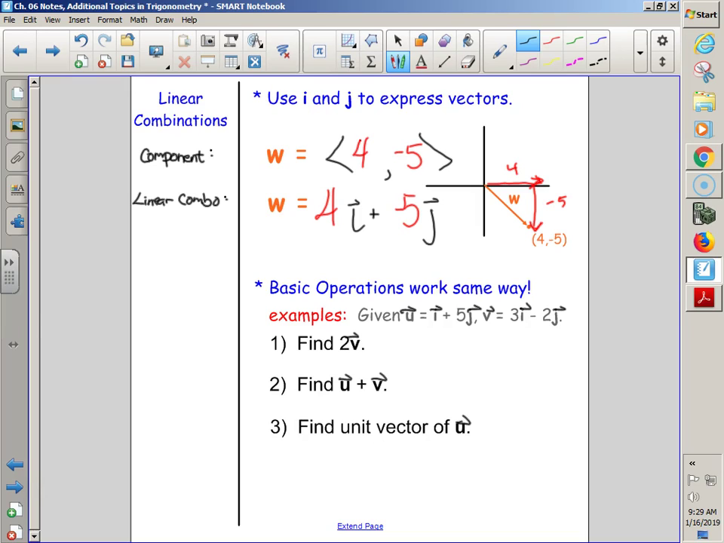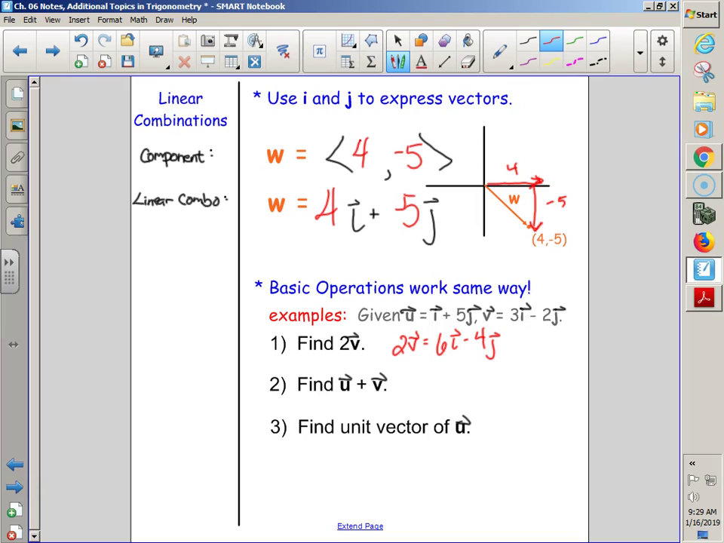What do you guys think doubling vector v is going to end up doing to the linear combination? And changing which pieces? Both, right? So what is 2v going to equal? Two times 3 and 2 times 2. It's as easy as that.